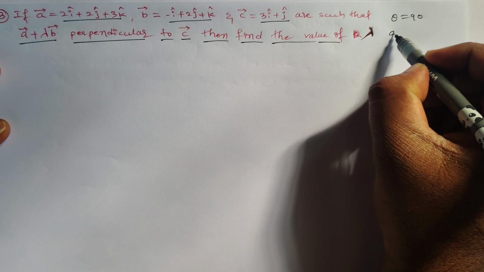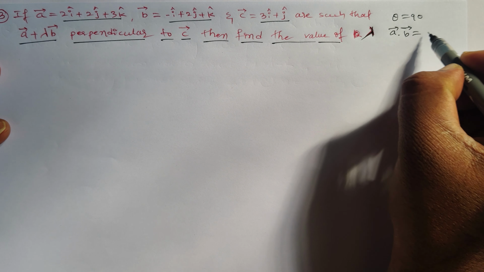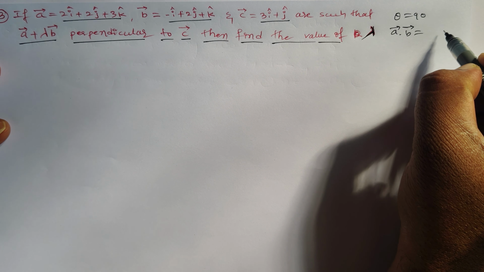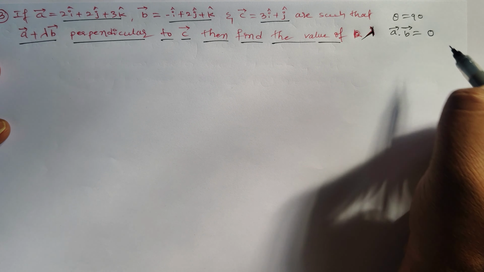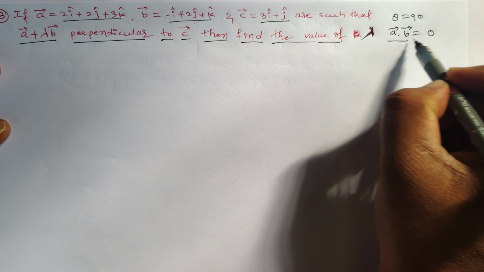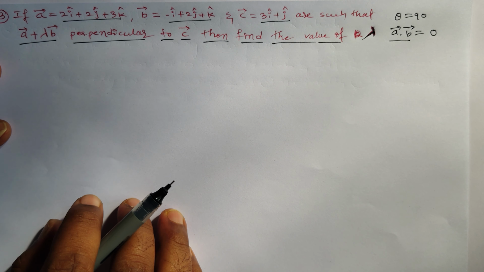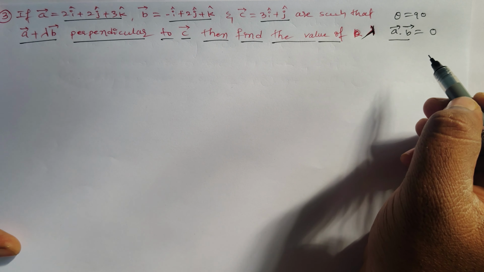Now theta is 90 degrees. Then a vector dot b vector involves cos 90. Cos 90 value is 0, and 0 times anything is 0, right? The dot product is 0. If a and b are perpendicular, then a dot b is equal to what? 0. You should know that, right?